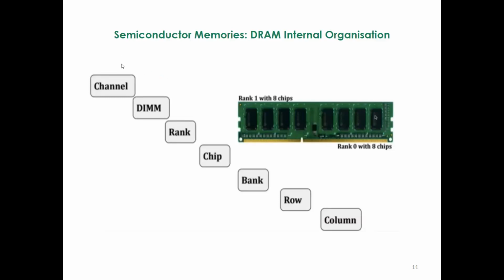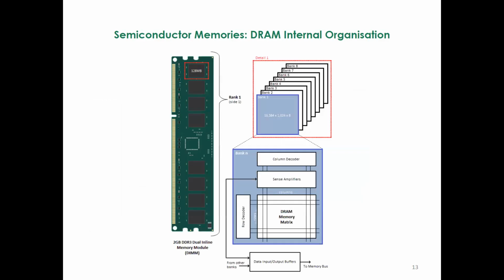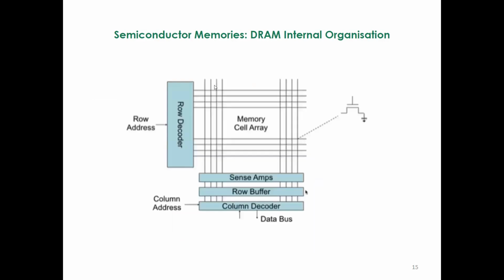You have a channel, a DIMM, a rank, a chip, a bank, a row, a column. One way, a simple way really of thinking of memory is to think of it as a matrix, okay? And obviously the matrix will have rows and columns. Where the rows and columns meet, then you have a cell, okay? So a cell is like a basic unit of storage. That's where you can store a bit, 1 bit, either a 1 or a 0.